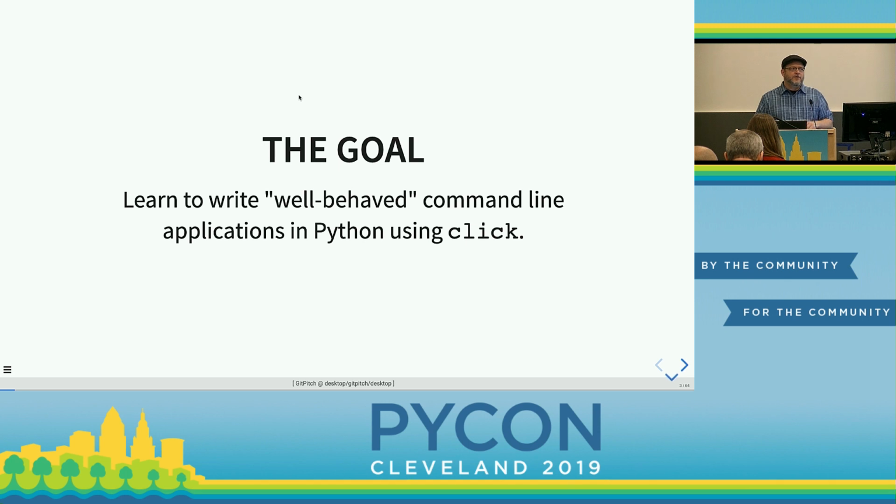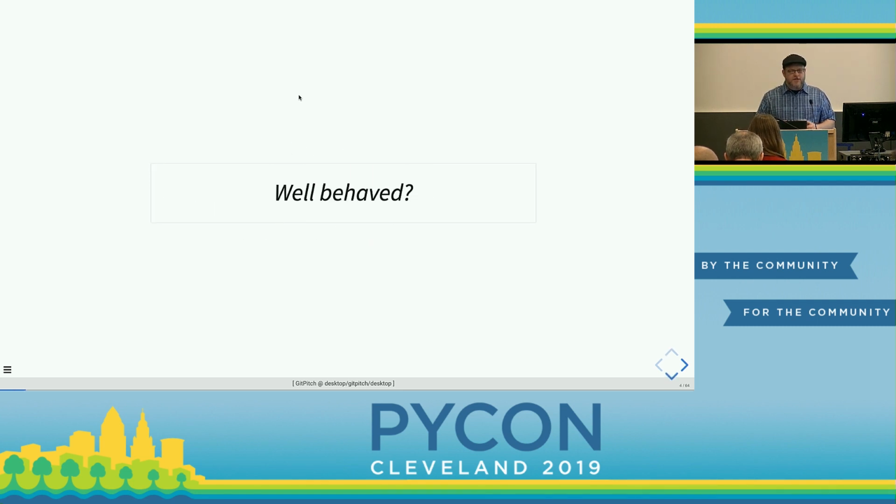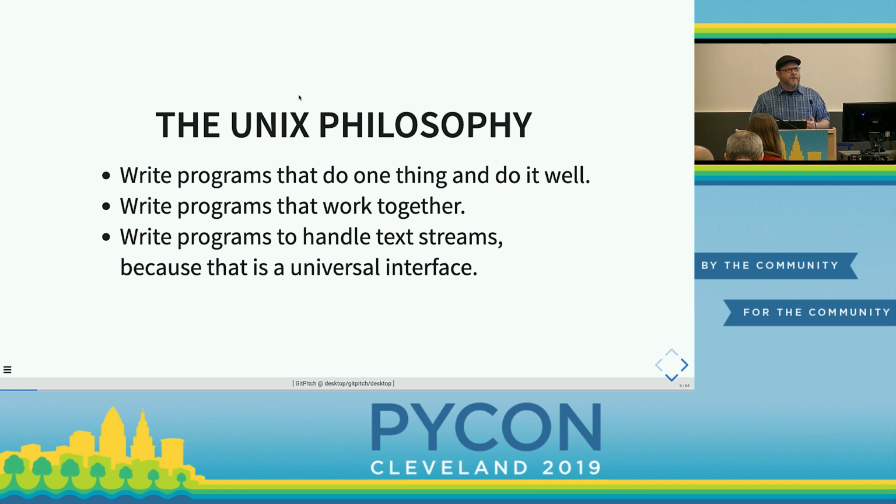So the goal today is to write well-behaved command line applications using Python, using a package called Click. So let's talk about what a well-behaved command line application looks like. There's this idea of the Unix philosophy: you should write programs that do one thing and do one thing well. They should work together, and the way they work together is using text streams to send the output of one to the input of another. This gives you the ability to put together all these tools in this ecosystem into a nice tool chain, and so you get the benefits of all the little pieces.